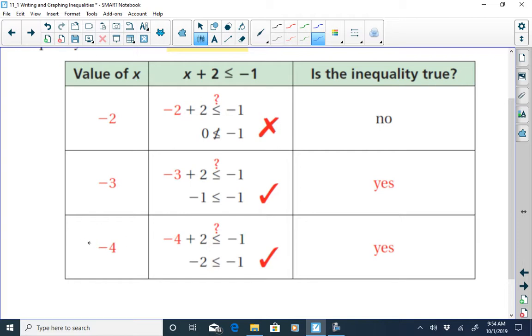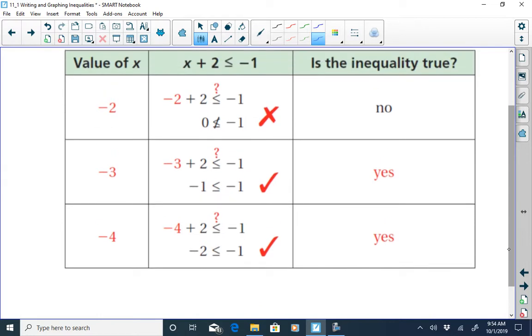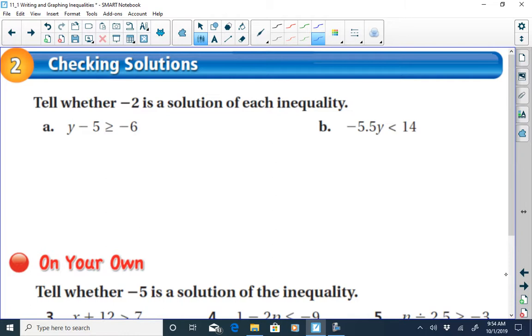Let's try the value of negative 4. If I replace x in this inequality with negative 4, we add negative 4 and 2, that gives us negative 2. Is negative 2 less than or equal to negative 1? Yes, it is. So when we want to check to see if a value is a solution of an inequality or not, we replace the variable with the number. So let's try a couple of examples here.